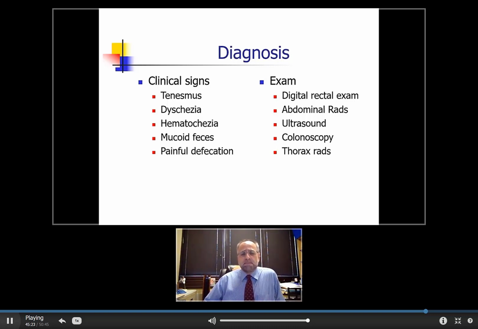Like I said, abdominal radiographs and ultrasound are valuable in these cases to rule out other neoplastic causes. Colonoscopy is real valuable. If you're able to do that, you might be able to get a biopsy, and so you'll know in advance, are we dealing with a carcinoma or something benign, and then thoracic radiographs to rule out any metastasis.